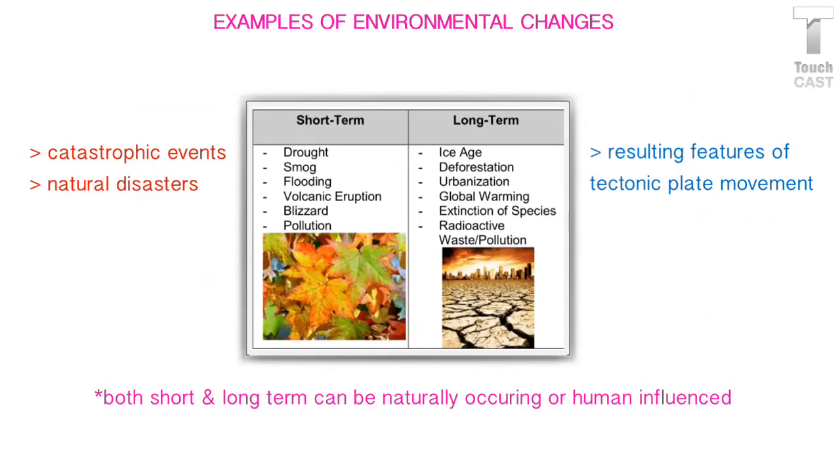As far as long-term, there's ice age, deforestation, urbanization, global warming, extinction of a species, radioactive waste or pollution, and even the resulting features of tectonic plate movement, whether it be the actual motion of the continents, like continental drift, or mountain building. The thing to remember, along with the different examples, is that both short and long term can occur naturally or they can be caused by humans.